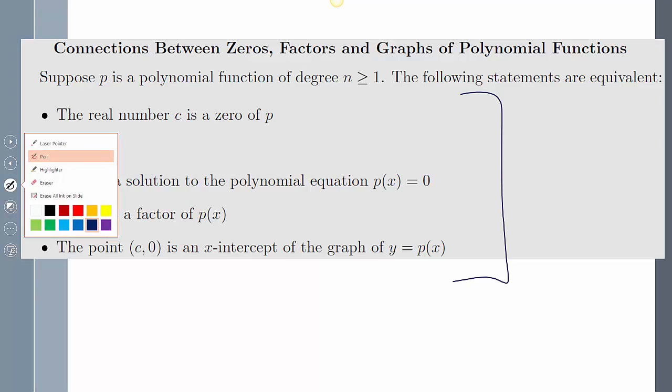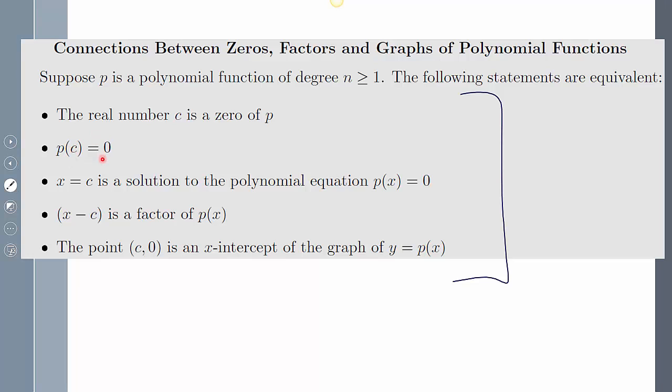So if I evaluate at c and I get 0, the real number c is a zero. It's just another way of stating it. x equals c is the solution, which is the same as saying that it's a zero, which is the same as saying that if I evaluate, I get 0. x minus c is a factor, which means that x equals c, which also means if I evaluate, I get 0, which also means that c is going to be a zero. And then the point (c, 0) is an x-intercept of it, which then means I can write it as a factor, which also means that it's a solution, which also means if I evaluate, I get 0, which also means that it's a zero of the polynomial. So they're all the same statement, just expressed in a different fashion.